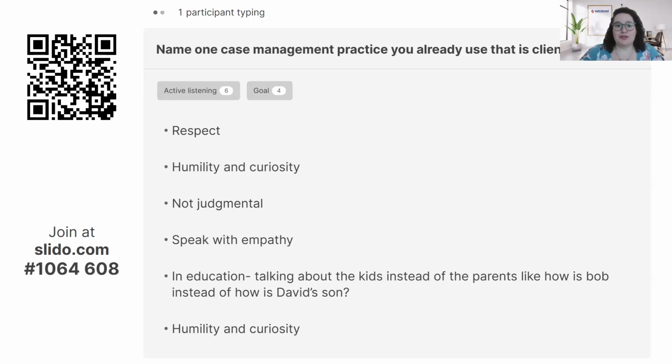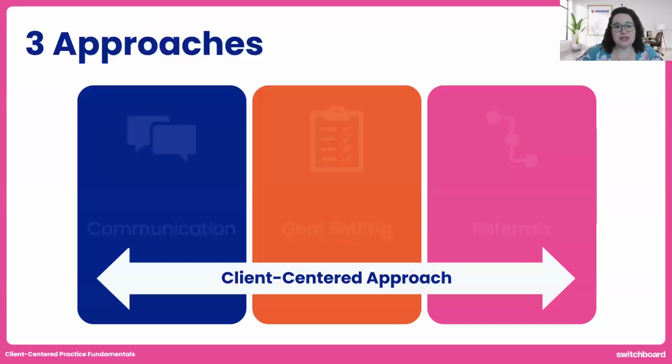These are really wonderful. So we're going to dive in now to a few buckets of approaches to get hands-on into client-centered work. So communication, how we talk to and work effectively with clients, especially across cultures.